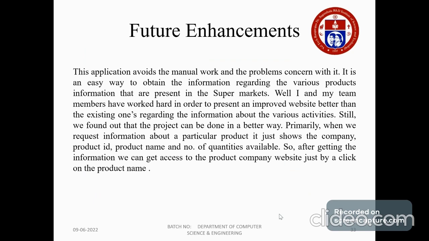Primarily, when we request information about a particular product, it shows the company, product ID, product name, and quality available. After getting the information, we can get access to the product company website just with a click on the product name.